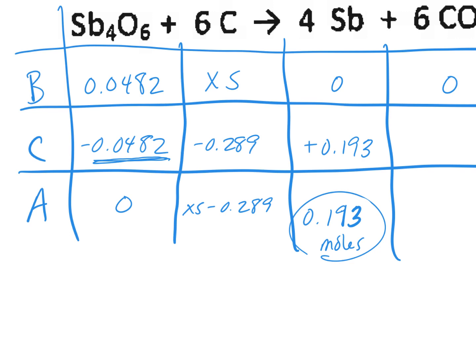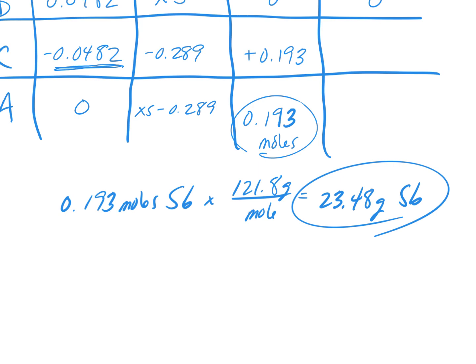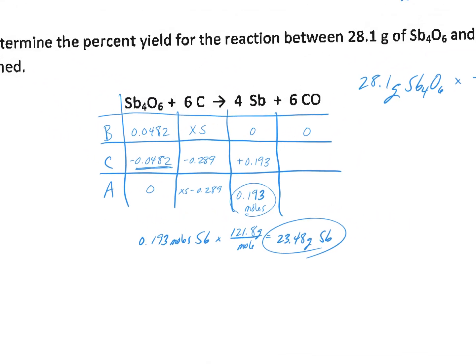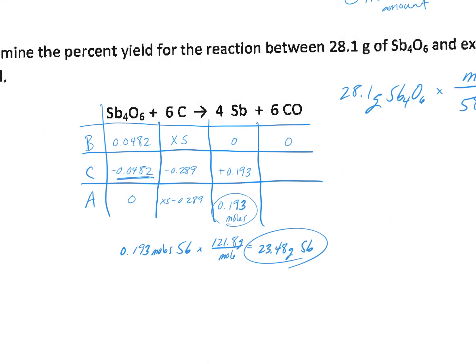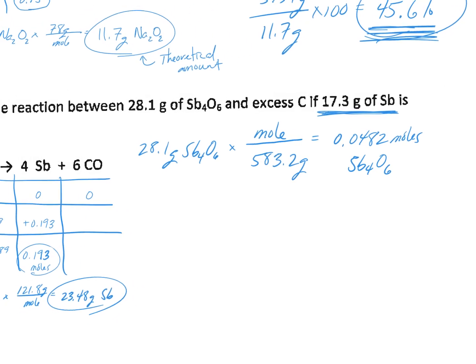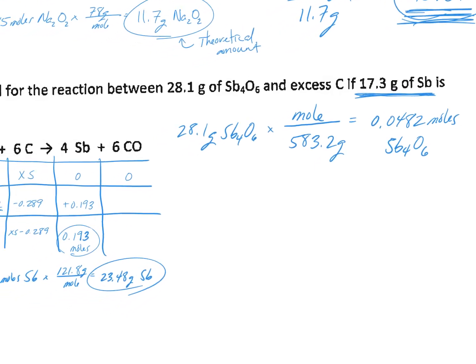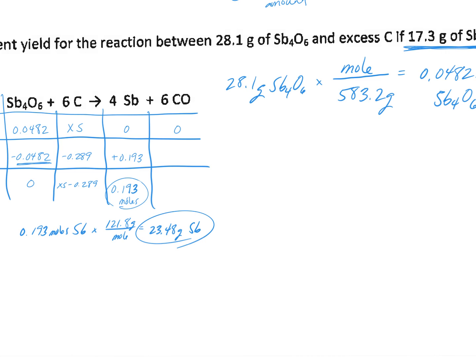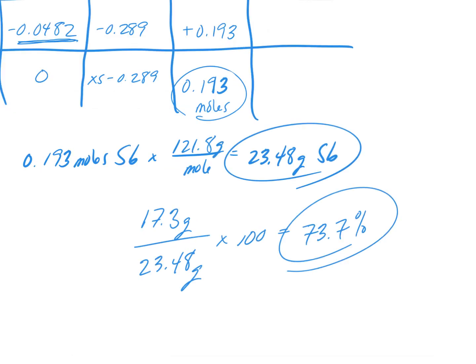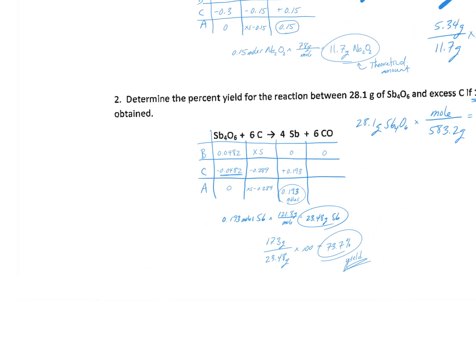Let's see how many grams that is. Okay, so we're going to make 23.48 grams of antimony. How does that compare to the amount that we actually made? Okay, looks like we actually made 17.3 grams. So that turns out to be 73.7% yield. Okay. All right, so that's 2 problems right there.